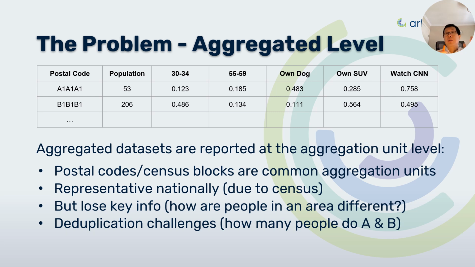So for example, if you look at the first postal code, we know about half of them own dogs, but we don't know who they are. So if you were to ask how many people own dogs and watch CNN, we can't answer that because the information is lost through aggregation.